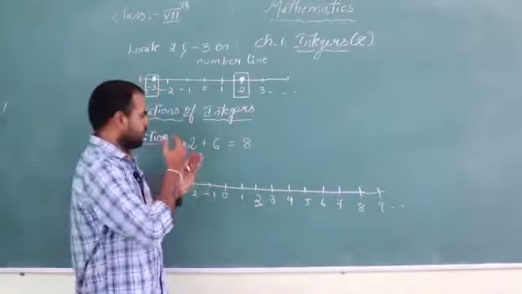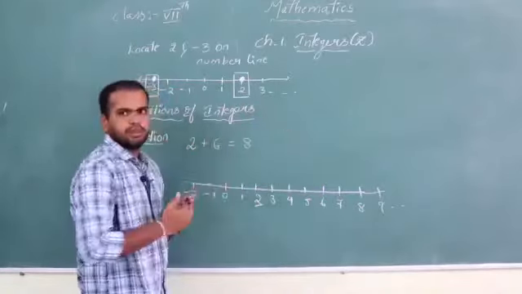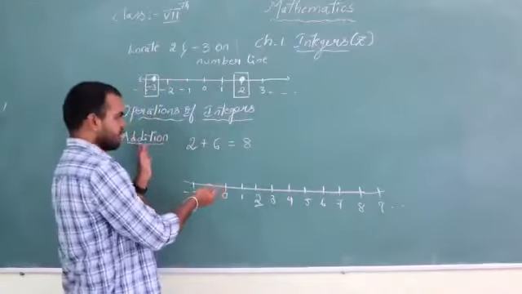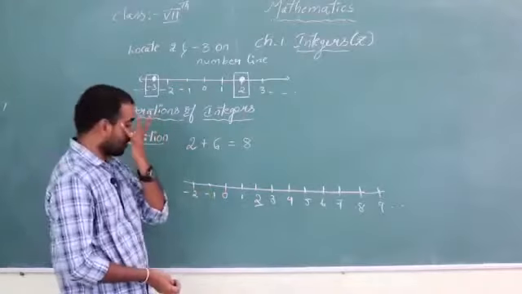Okay, so we have to move to the right side of the number. If you are adding a negative number, you have to move to the left side of the number. Okay, so now see how to move.